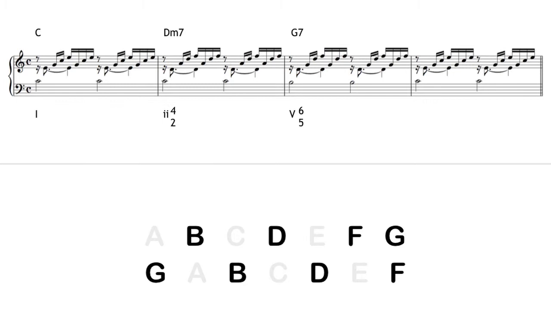And then for my Roman numeral, G, the root of the chord, is the 5th scale degree in the key of C. I can count up C, D, E, F, G. Counting on my fingers, I end up with 5. So it's going to be a Roman numeral 5, capital, because the G triad is a major triad.